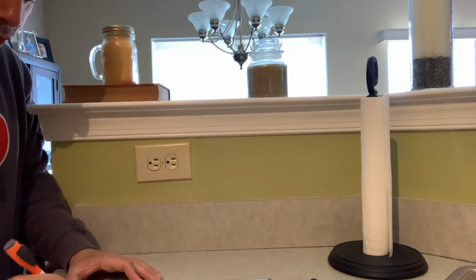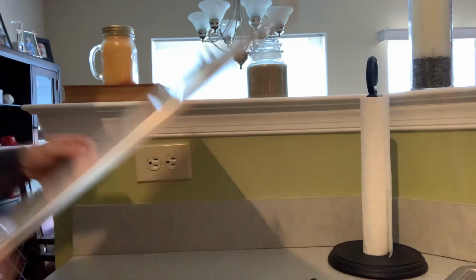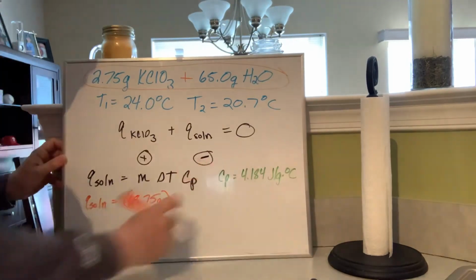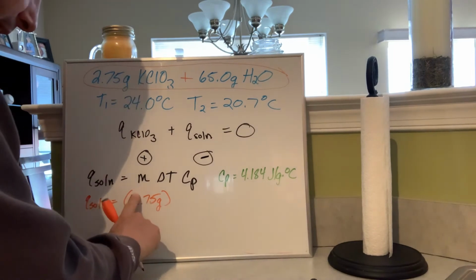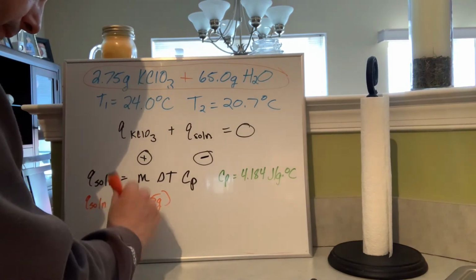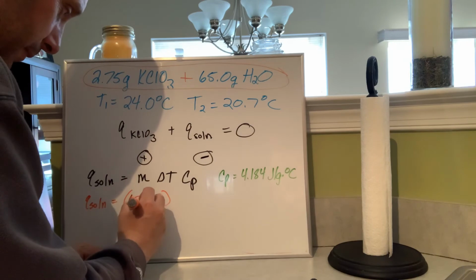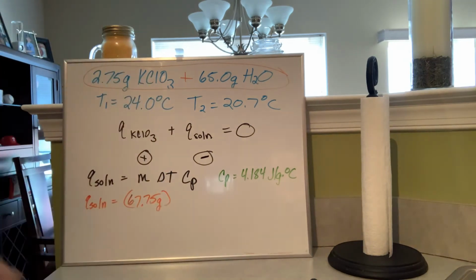68.75 grams, or Uncle Strach likes to call them little baby G's. All right, so there's our 68.75, or no, 67. Get rid of that, sorry. 67.75 grams. That's better.